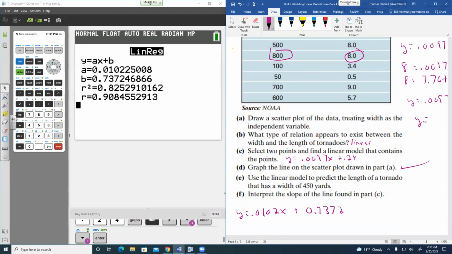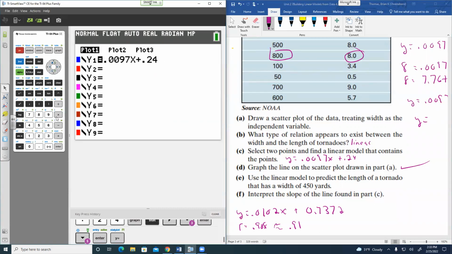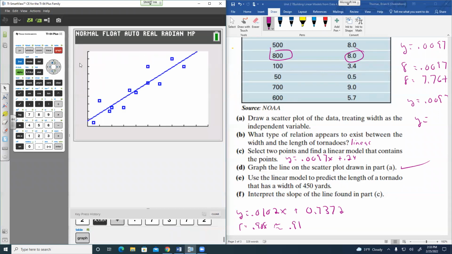And notice how their R value is 0.908, or approximately 0.91 if rounded to 2 decimal places. So since it's pretty close to 1, this says this is a fairly good predictor. So the width of the tornado is kind of predicting how long it's going to stay on the ground. So if I hit the y equals button here, if we clear that off and use that one, 0.0102x plus 0.7372. If I graph that, notice how that fits the data even better than what we did.